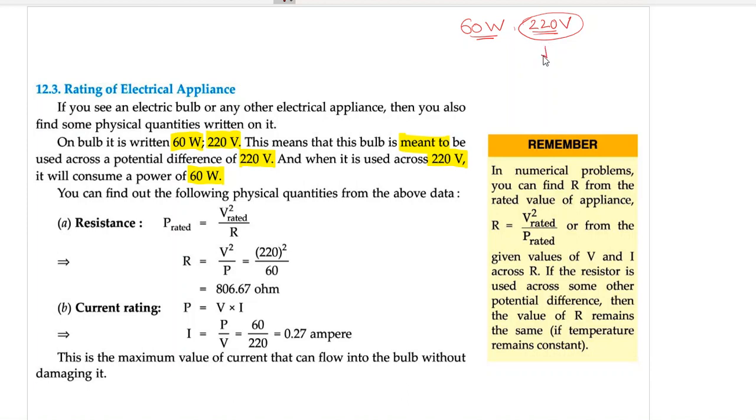That means if the voltage falls to 110 volt, what will happen to the electric energy consumed? If the voltage becomes half, the electrical energy will also become half. It will become 30 watt. You understand? It will become half. The bulb will now not consume as much power as it used to consume on full voltage. It will consume half the power. So what do you mean by it will consume half the power? It will glow dimly. It will become dim.